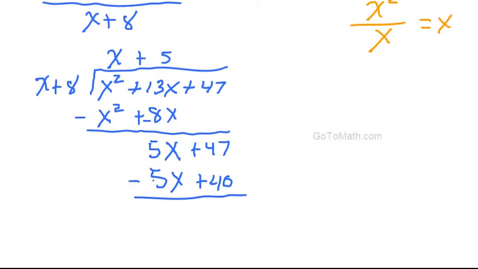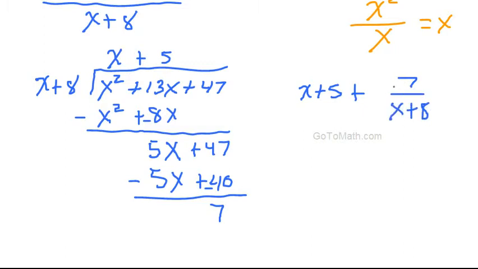So then we do it again, minus, and then that turns that to a minus, so that's 0, and then we have 47 minus 40, which is 7. So we're going to write the, basically, this is part of the quotient, x plus 5, and then plus 7, the remainder over the divisor, and that's going to be 7 over x plus 8.